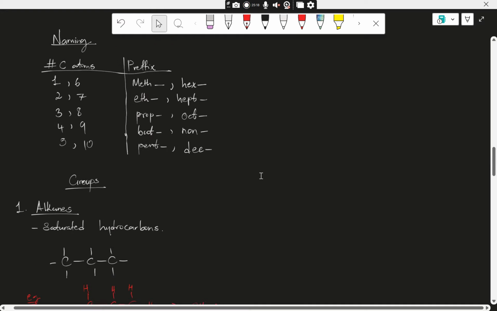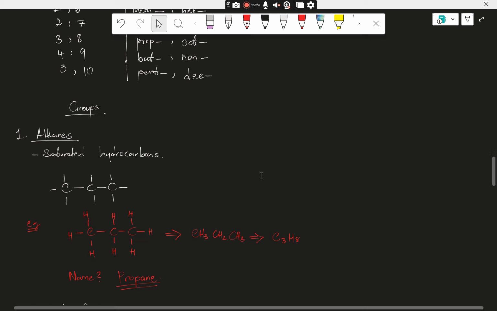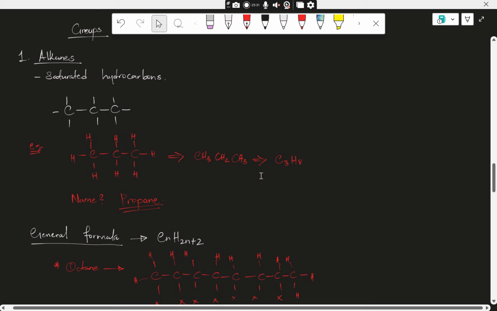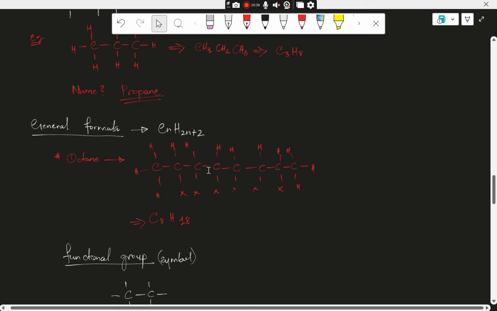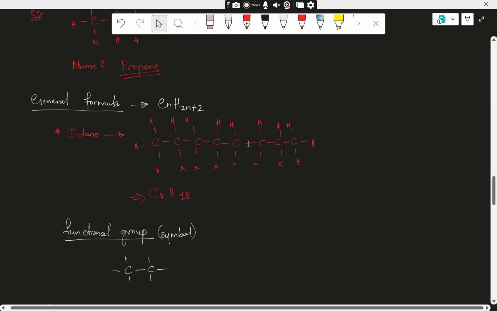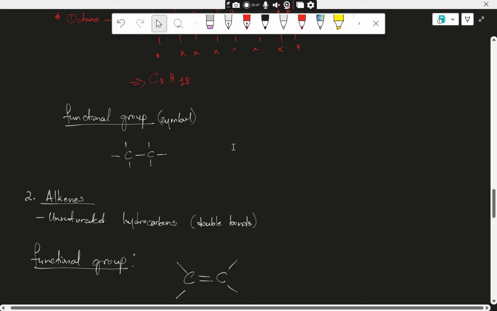And then we looked at alkanes, because hydrocarbons have groups within them. The first group is alkanes. These are single bonded hydrocarbons, or just saturated hydrocarbons. This is the structural formula, the condensed formula, and this is the molecular formula, right? And then we looked at the general formula, which is CnH2n+2. And then the functional group is that, the symbol that represents the group.